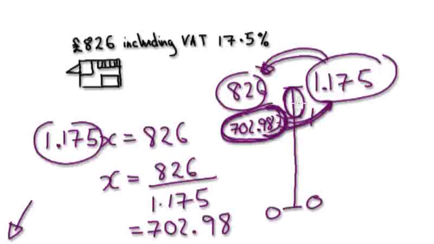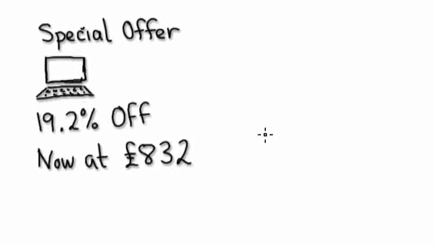So the original price without the VAT would cost £702 and 98 pence. If you want to claim back the VAT from the government, you would take 826 and take away this original price, and that would give you the amount that you can claim back from the government. Okay, all right.